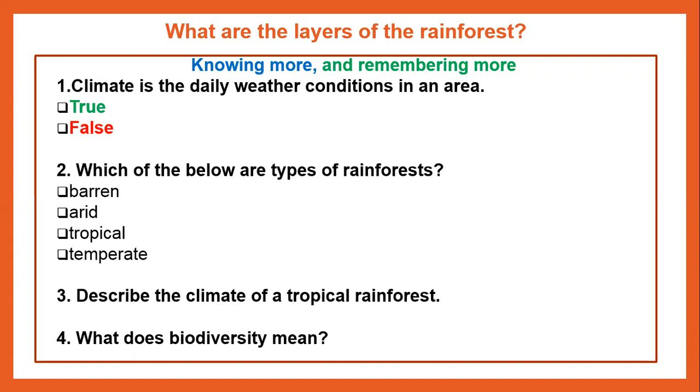The first question, number 1, climate is the daily weather conditions in an area. Is this true or false? Question number 2, which of the below are types of rainforests? Is it barren, arid, tropical, or temperate? Question number 3, describe the climate of a tropical rainforest. And question number 4, what does biodiversity mean? Please pause your video now before you move on to your answers.